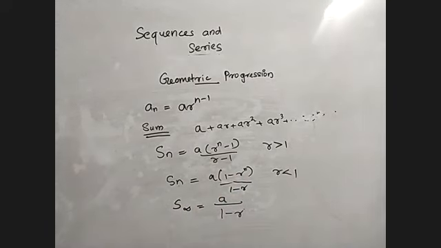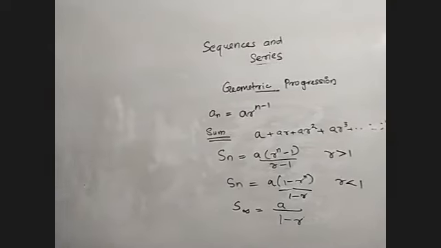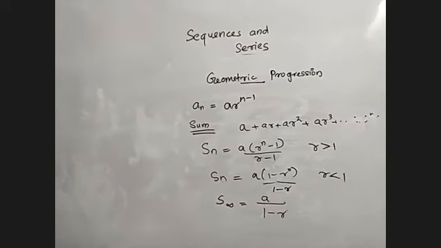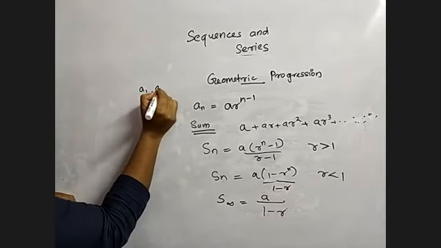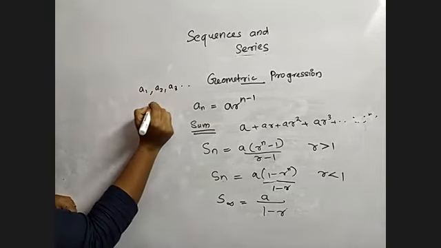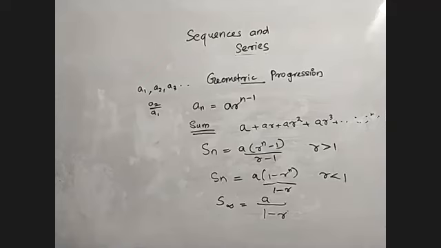Yes, Umesh. If any two terms of this sequence are given, how can we find the ratio? You need to divide them. Suppose they are given a1, a2, a3, etc. a2 by a1. No, ma'am, not two adjacent terms.